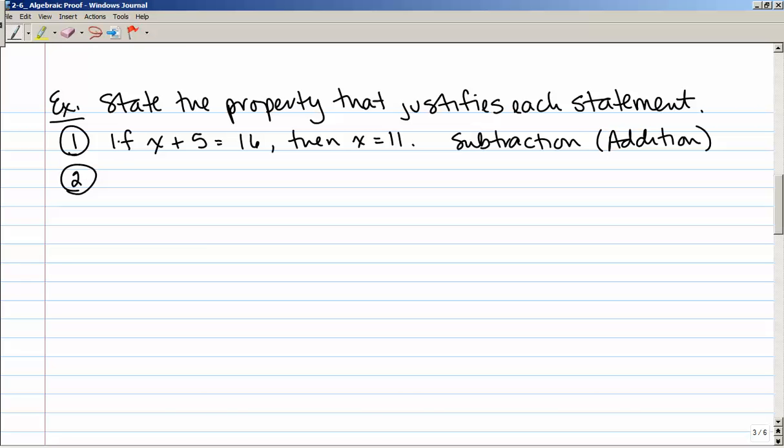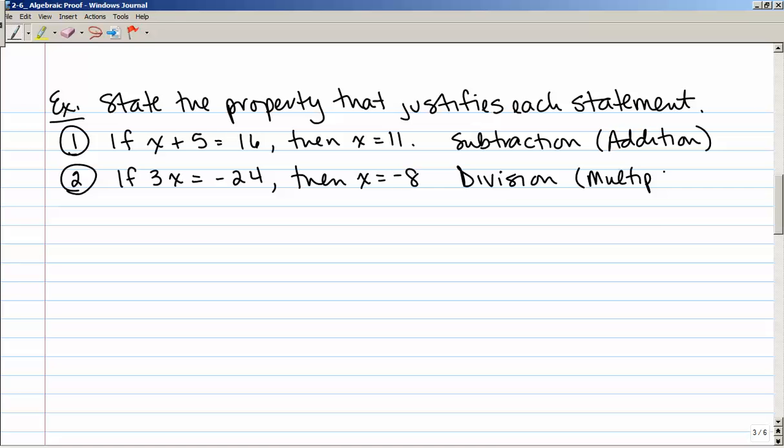Example number 2. If 3x equals negative 24, then x equals negative 8. This is the division property, because you're dividing both sides of the equation by 3. You could also consider it to be the multiplication property, because you could be multiplying both sides of the equation by the reciprocal of 3, which is 1 over 3.